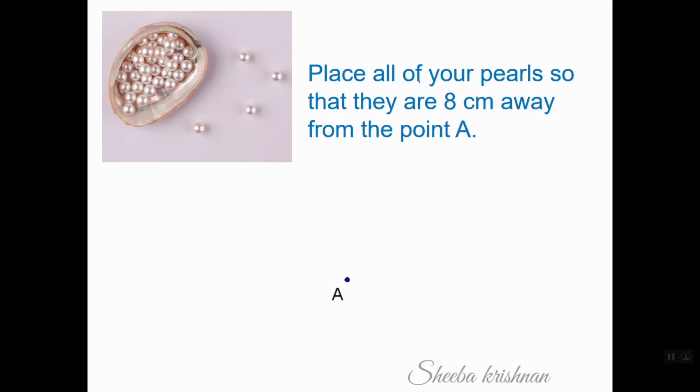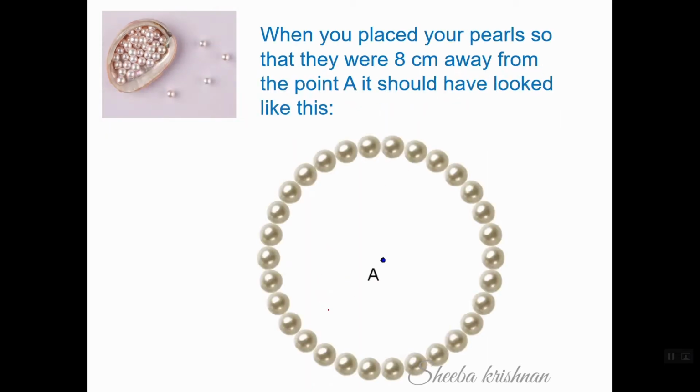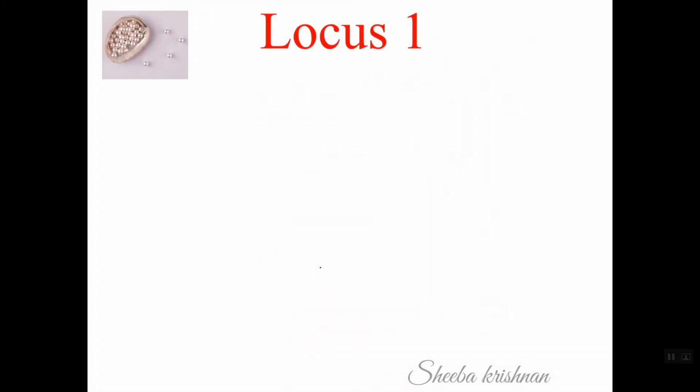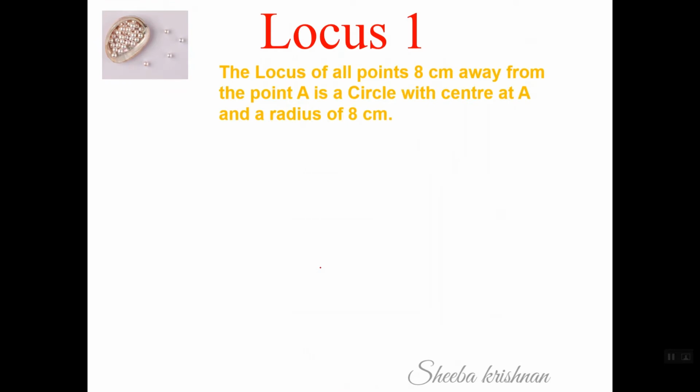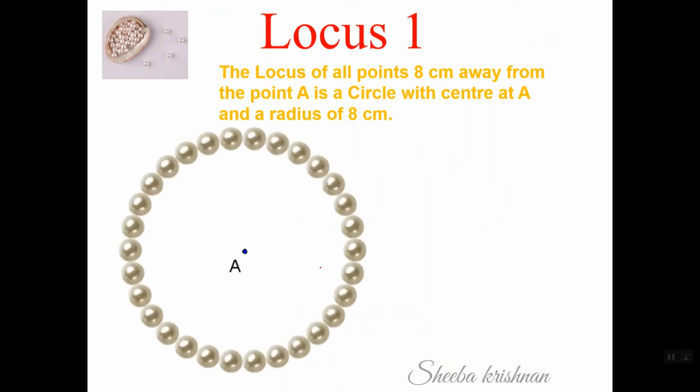Place all of the pearls so that they are 8 cm away from the point A. When you placed your pearls so that they were 8 cm away from the point A, it should have looked like this. A locus of all points 8 cm away from the point A is a circle with center at A and a radius of 8 cm.